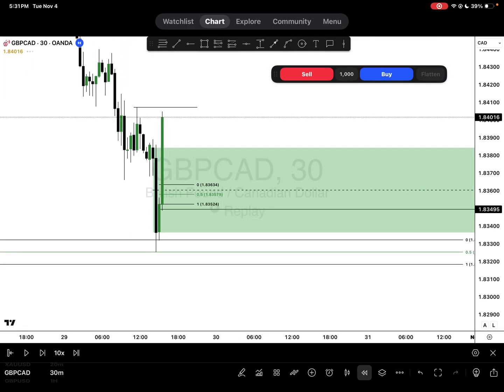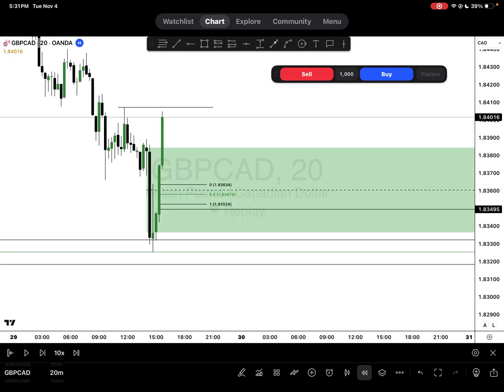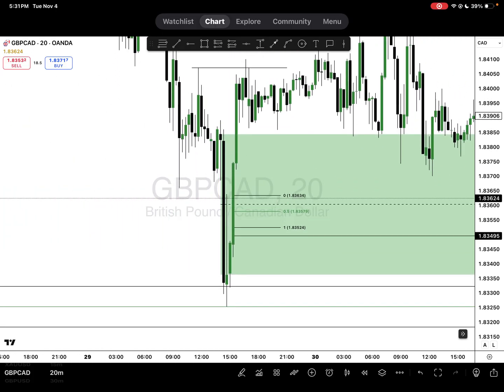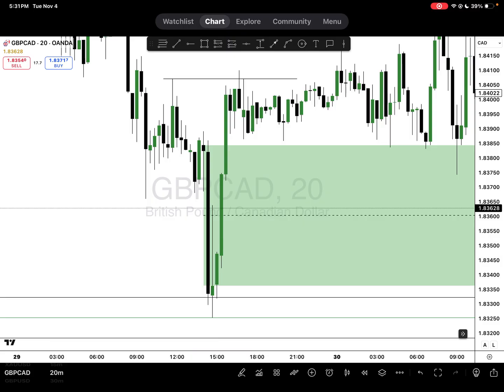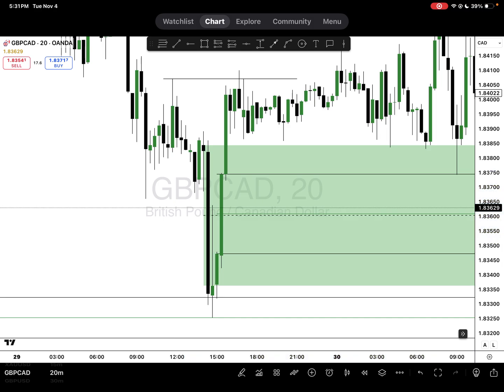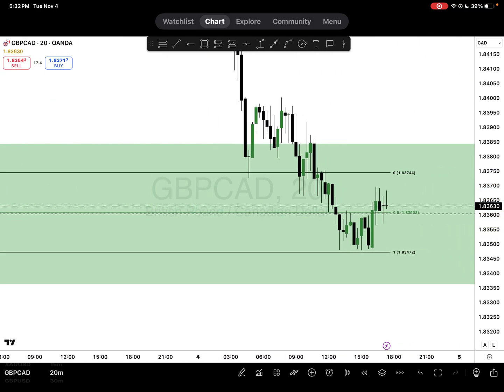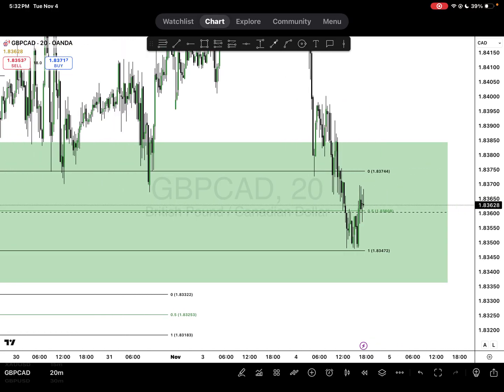Go up to the 30-minute, the 15-minute, whatever. Let's see, 1 hour, 30-minute, 20-minute. All right. And ultimately, it seems that price is mitigating this 20-minute price gap. Okay, looks like it's mitigated close to 100% of it, whatever. And this might be the potential play.